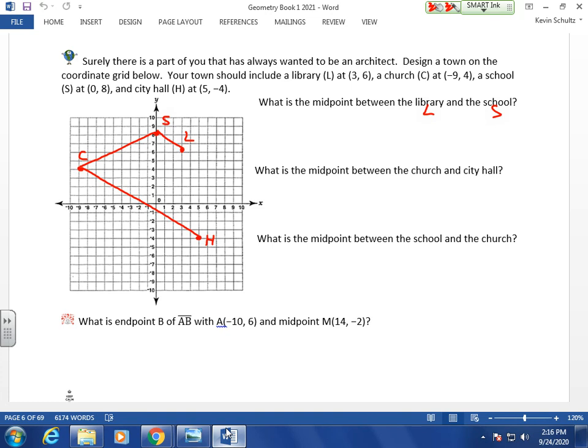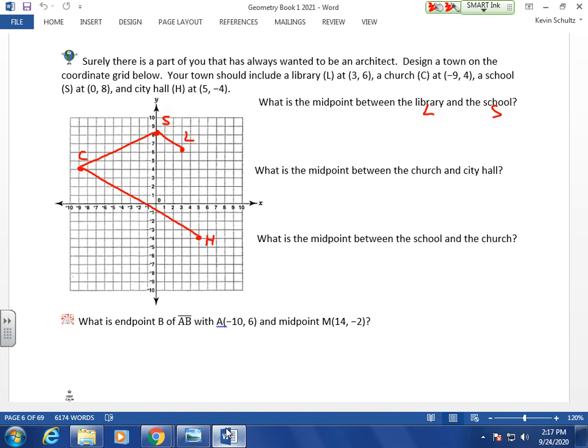Then your brain buster down at the bottom says, what is endpoint B of segment AB where point A is at negative 10.6 and the midpoint is at 14, negative 2. So this time, instead of giving you both endpoints and having you use the formula to find the midpoint, I give you one of the endpoints and the midpoint, and you figure out how to find the other endpoint. Okay, good. The formula can be used to help you here if you understand what the pieces are and where to place everything. Otherwise, logic can serve you well here too. But that's the gist of the midpoint formula. Any questions on that?